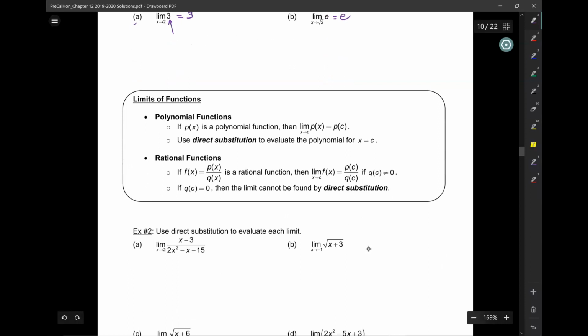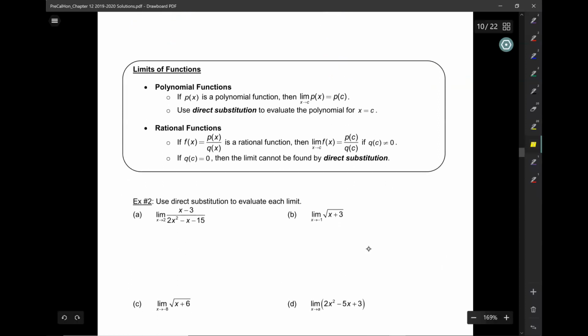Okay, now let's spice things up a little bit. Let's find the limit of functions. We're going to first take two different types of functions: polynomial functions and rational functions. For a polynomial function, if I wanted to find the limit as x approaches c of p of x, that's just p of c. What does that mean? All you have to do is use direct substitution. That's it. Just take c, plug it into the function.